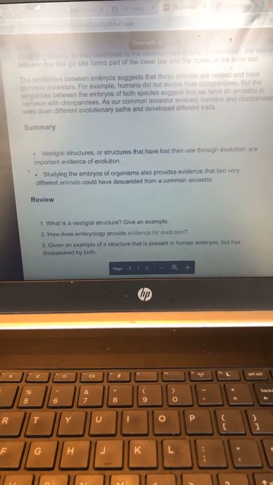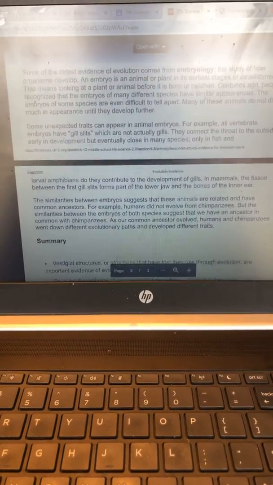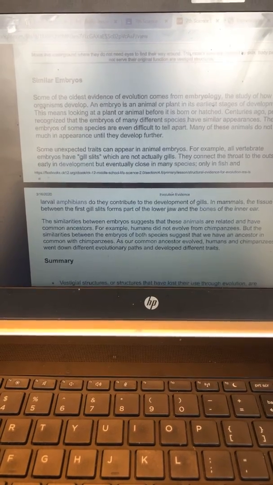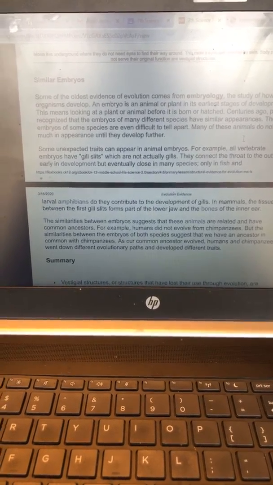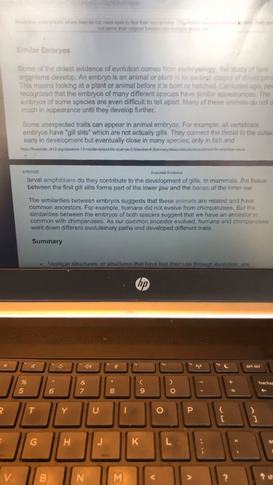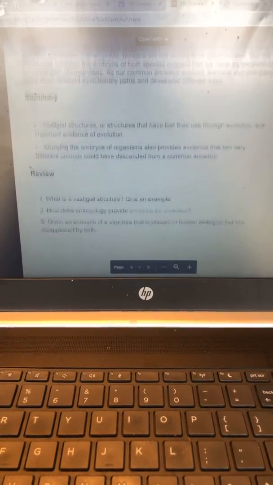So how does embryology provide evidence for evolution? Well, species look very similar at the early stages of life, and then as they continue to grow, they start developing differences. So they're even hard to tell apart. Pause to write your answer for 2.